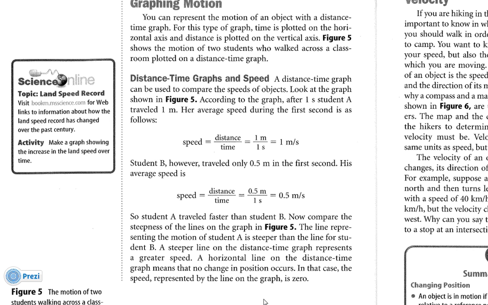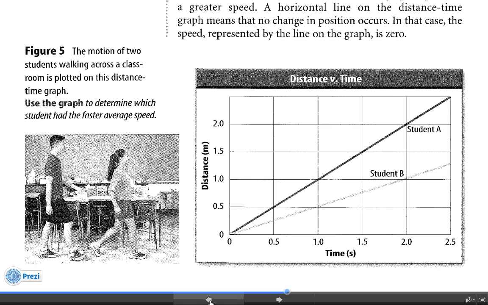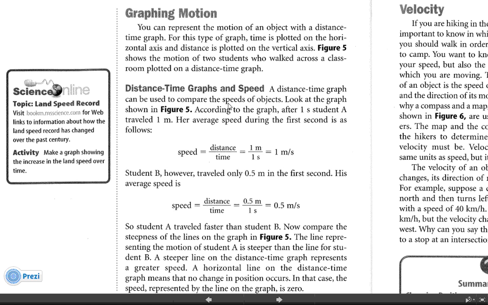All right, after 1 second, student A, with this solid line, traveled 1 meter. Her average speed during the first second is the distance traveled divided by the time, which is 1 meter per second.